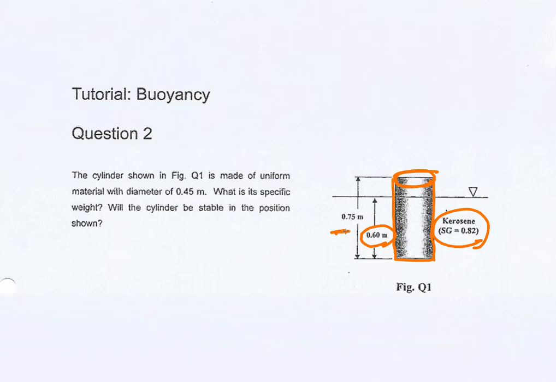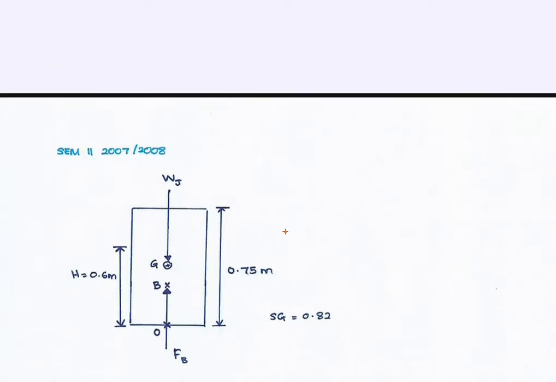Again, to simplify this calculation, we start by drawing the free body diagram like this one. Because the object has weight, for sure it has a center of gravity. We draw the center of gravity here, at the middle point of the object, because this question has no statement about the location of the gravity. If the height is 0.75, we could say that the center of gravity is 0.75 divided by 2.